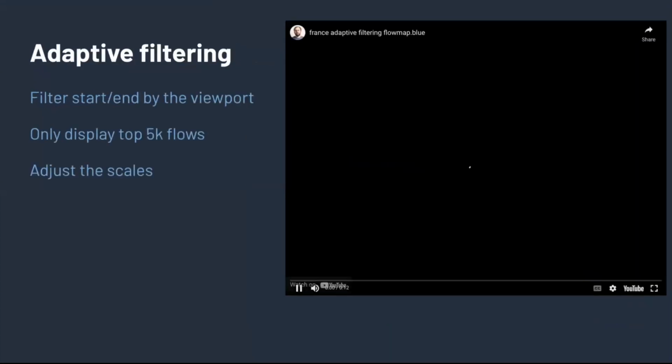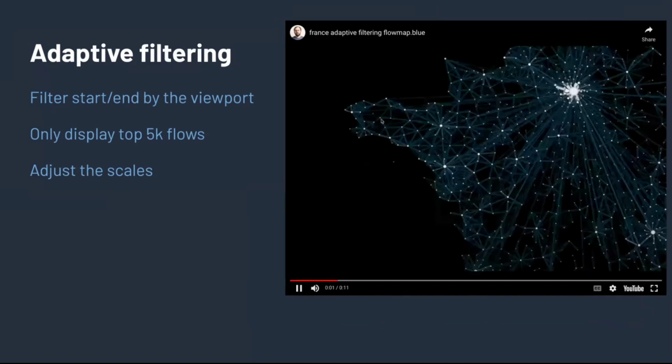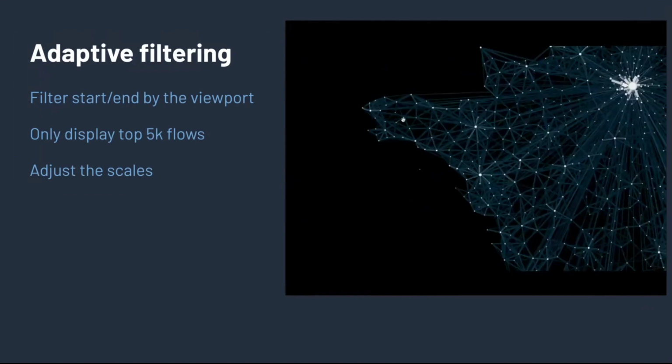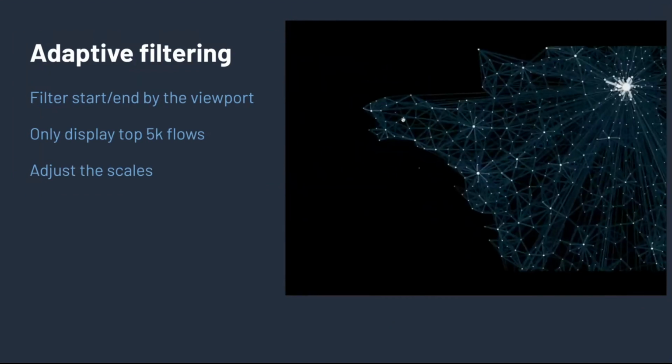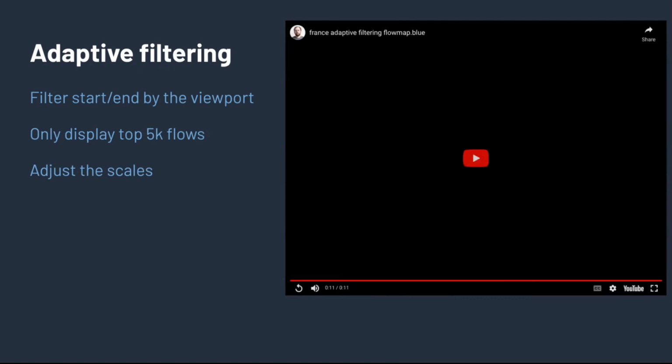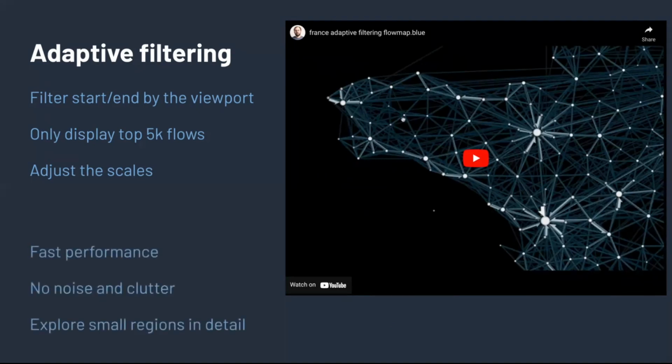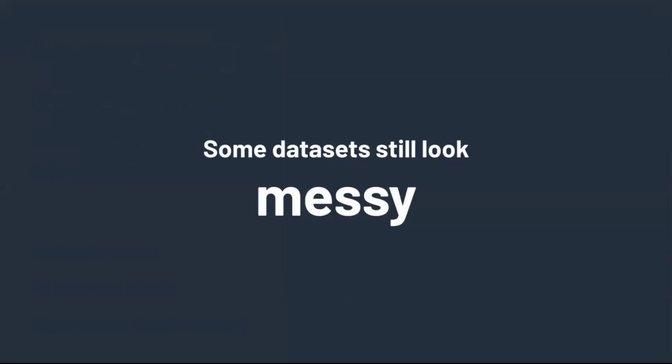So what I do in FlowmapBlue and FlowmapGL is adaptive filtering. Depending on the viewport, we show more or fewer flows, only the flows which either end or start within the viewport. This way, basically only the top 5K flows are displayed at any moment, and we adjust the scales so that when you zoom in, you see a more detailed representation. So it helps improve the performance. We remove the clutter, the noise, and we can explore smaller regions in more detail.